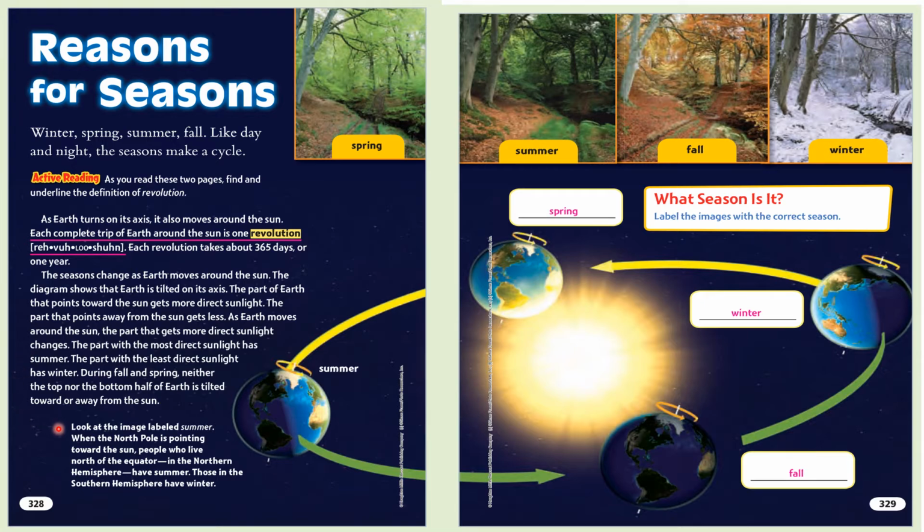Look at the image labeled summer. When the North Pole is pointing toward the sun, people who live north of the equator, in the northern hemisphere, have summer. Those in the southern hemisphere have winter. Spring. Summer. Fall. Winter. What season is it? Label the images with the correct season.